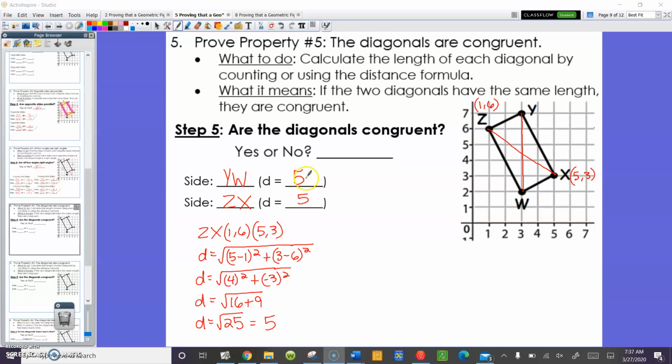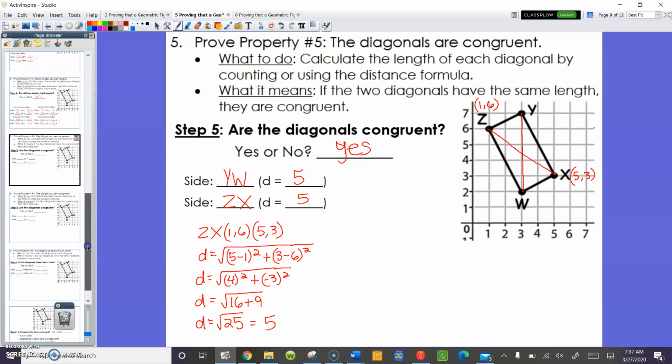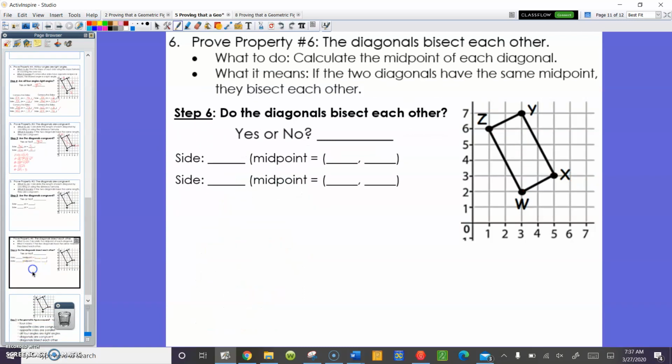So what we notice is that our diagonals do have the same length. So are the diagonals congruent? Yes. All right, I believe we just have one more property. Property 6, the diagonals bisect each other.